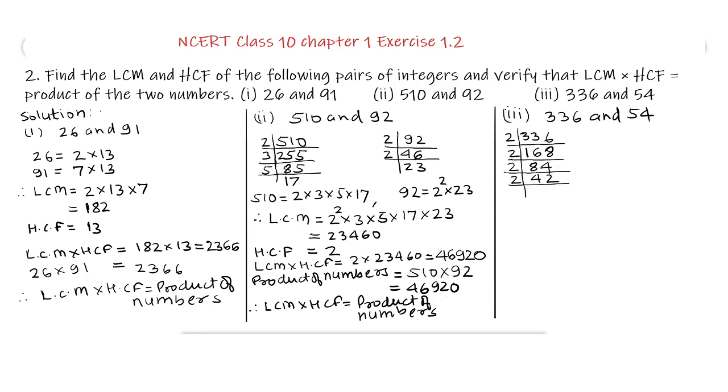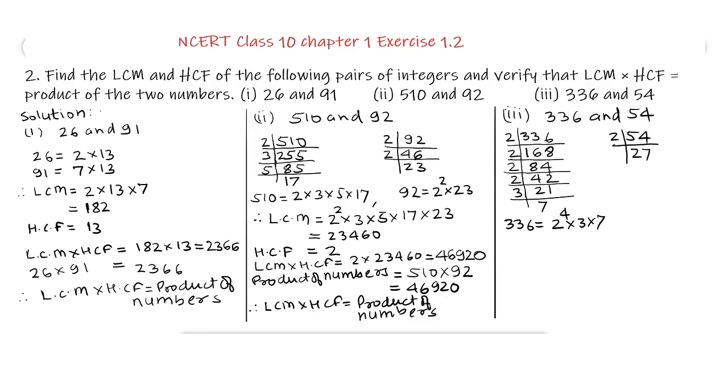This is again divisible by 2. And quotient is 21, which is divisible by 3. And the quotient is 7. Now 7 is prime. Our factors for 336 are 336 equal to 2 to the power 4 multiplied by 3 multiplied by 7. Now we prime factorize 54.